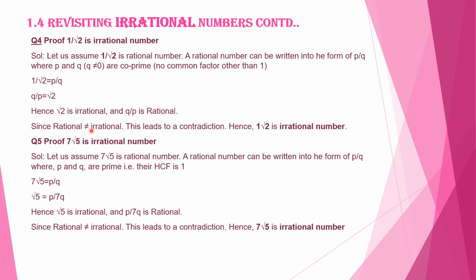Since rational is not equal to irrational, this leads to a contradiction, and we can say that 1 by root 2 is an irrational number.